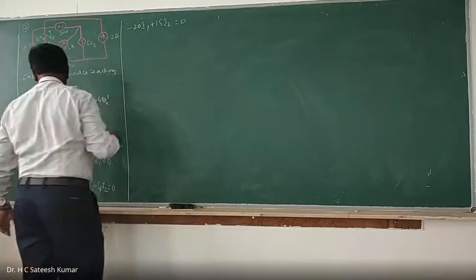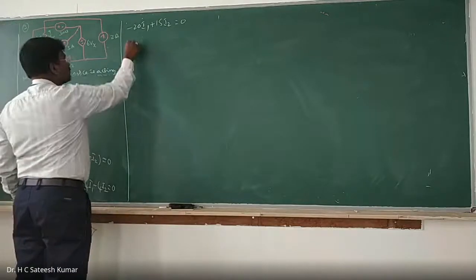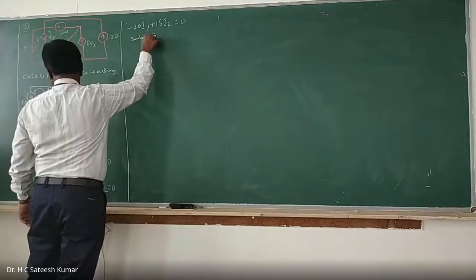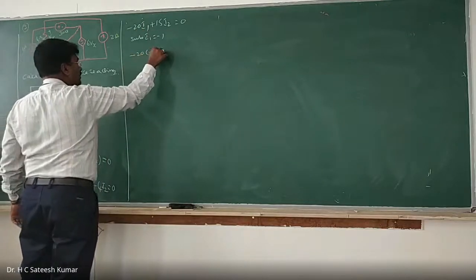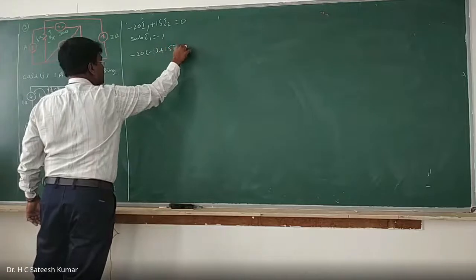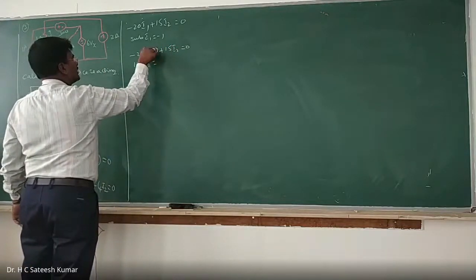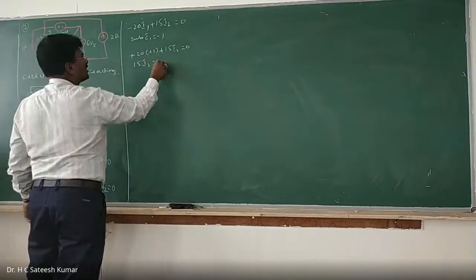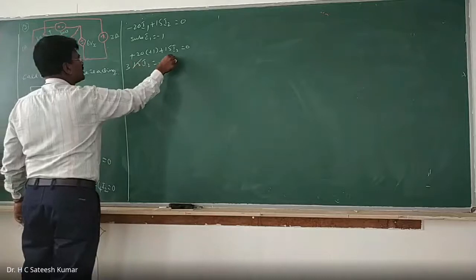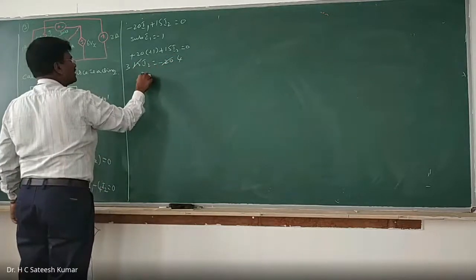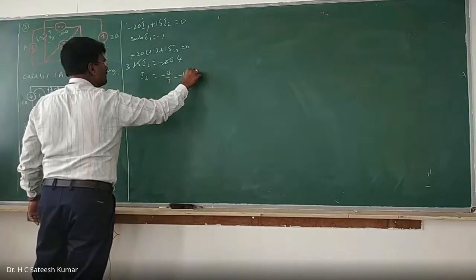You can substitute I1 or you can do it in the calculator. It's a simple problem, we can do it directly. Substitute I1 is equal to minus 1. Therefore, what will we get? Minus 20 into minus 1 plus 15 I2 is equal to 0. Therefore, 15 I2 is equal to minus 20, transferring to the right hand side. This is 3 times, this is 4 times. Therefore, I2 is equal to minus 4 by 3, which is minus 1.33.